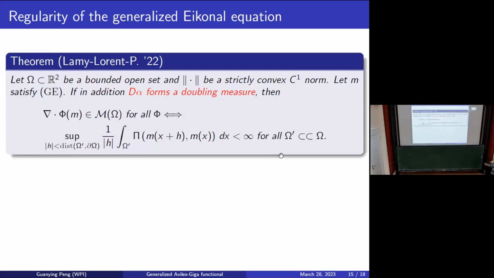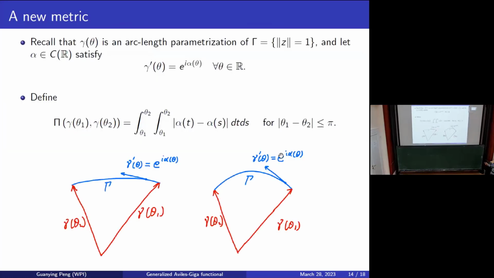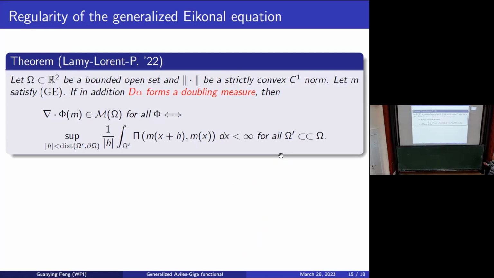So here we take a bounded open set in R2 and then a strictly convex C1 norm. And then we take a solution of the generalized Eikonal equation associated with this norm. But here we need an additional technical assumption that the alpha forms a doubling measure. So the alpha is this function capturing the phase for the tangent vector on the gamma. And then with this additional technical assumption, we are able to show that the finite entropy solutions are characterized by this quantity being finite.